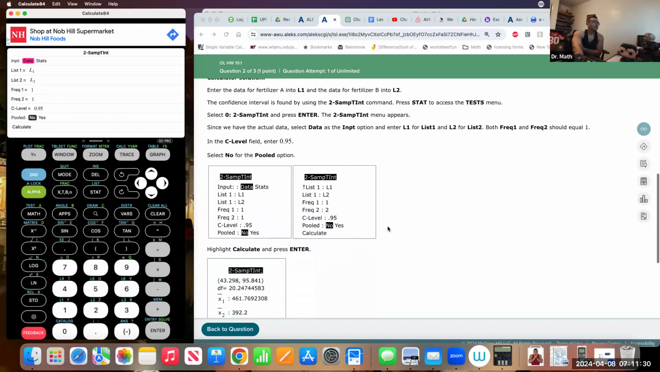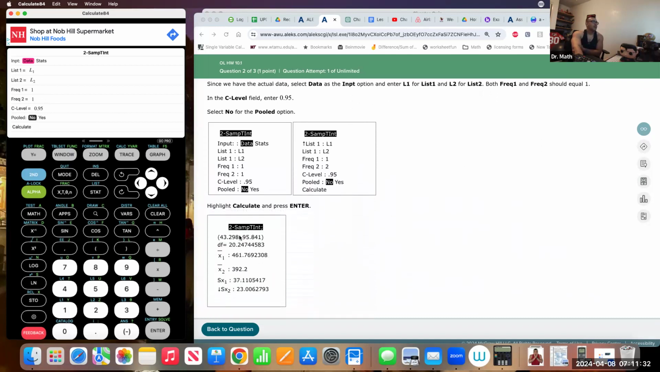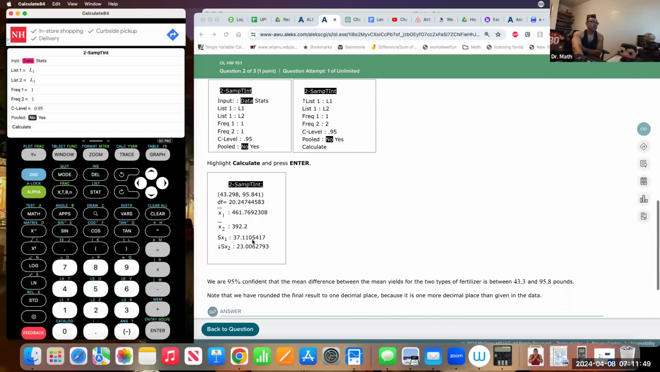When we do that, notice there's our sample interval right here. So the mean difference in weight in pounds between the two fertilizers is a 43 pound to 95 pound difference. So we say we're 95% confident that the difference between the mean yields, this is how much is produced from the two types of fertilizer, is between 43.3 and 95.8 pounds.